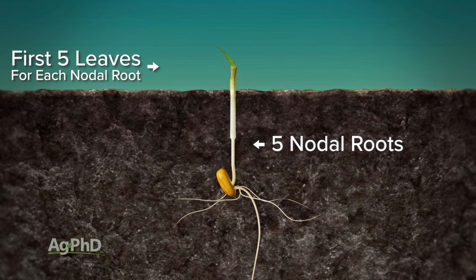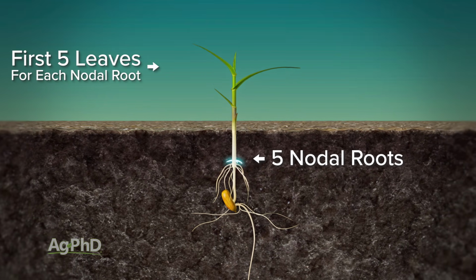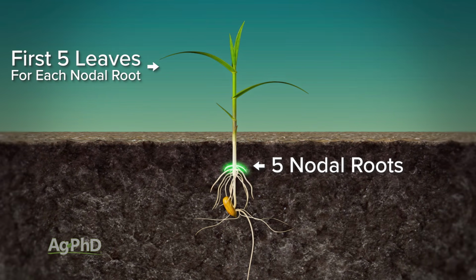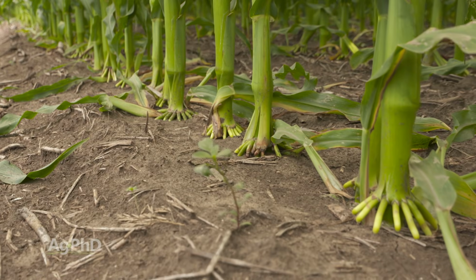You're going to see each ring come out when you see a leaf stage. So 1 leaf stage, 1 ring of nodal roots, 2 leaf stages, 2 rings of nodal roots, and so on until you get to 5 and 5. And then the last set of roots is going to be the brace roots above ground.